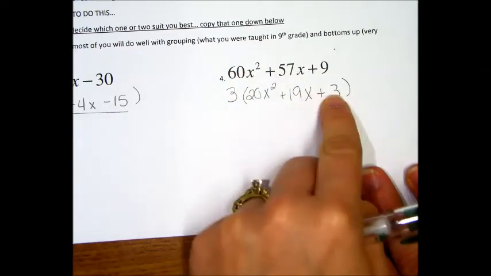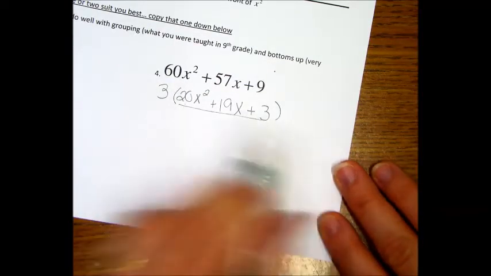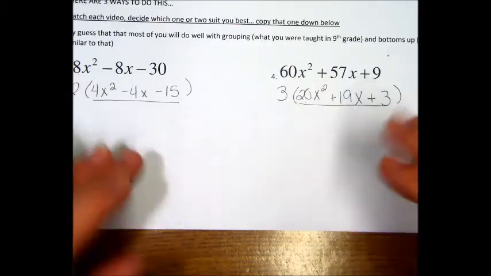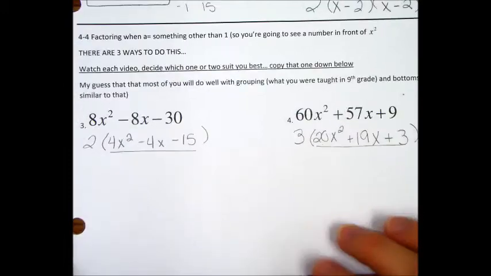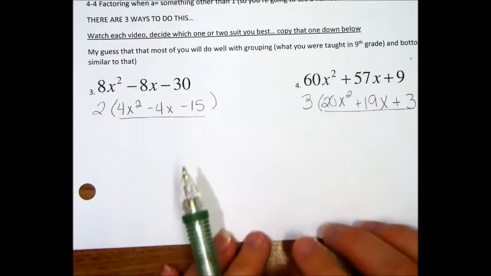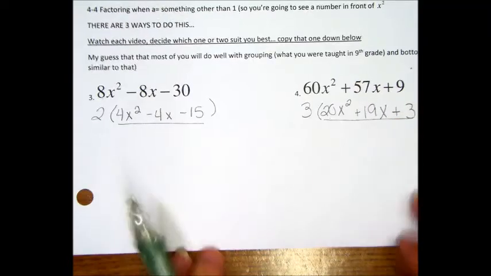Again, you're going to watch another video. Somebody else is going to describe 3 ways to factor this trinomial here. You're going to pick your favorite way, and then please copy that way down here. There are going to be 3 ways to do this. There's going to be guess and check, there's going to be bottoms up, and there's going to be the old book way that you learned in 9th grade. Watch all 3 videos, decide which method you like the most, write that method down. Move on to the back real fast for me.